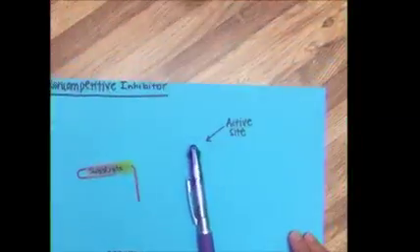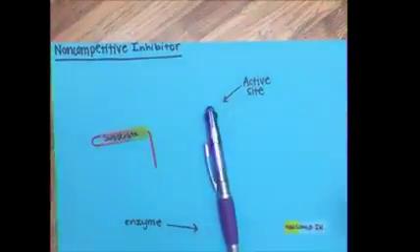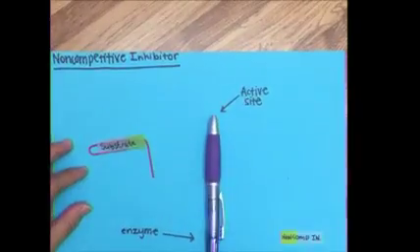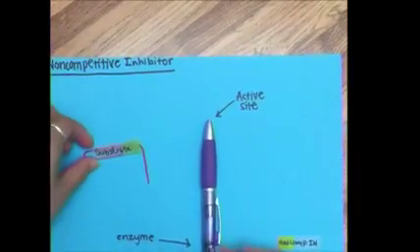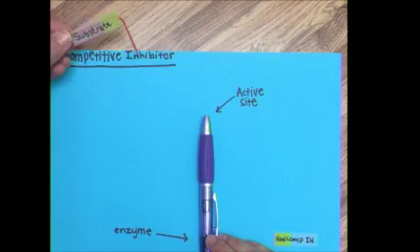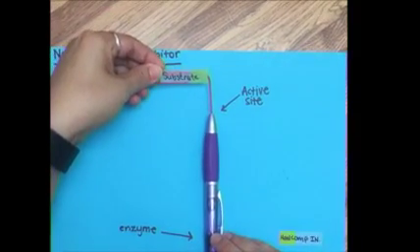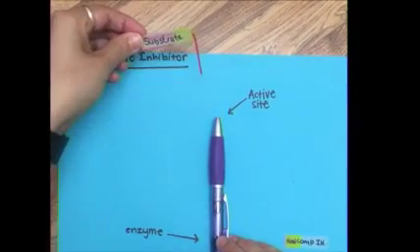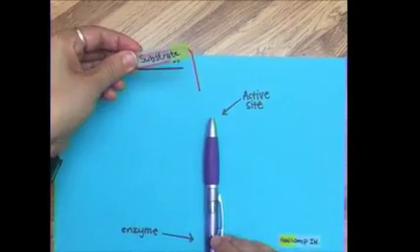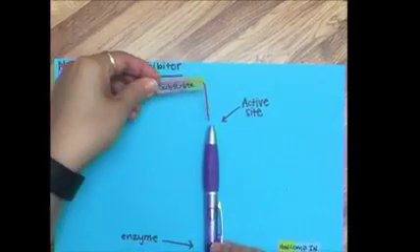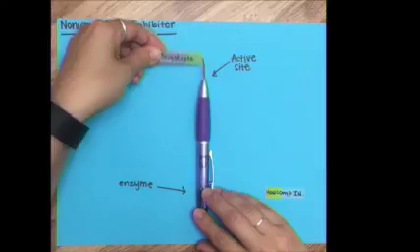Next, we have our example of a non-competitive inhibitor. Here's the enzyme with the active site, and here's our substrate. The substrate binds to the active site like so. So if you ever need to put your paperclip into the pen, you've got it right here, like this.